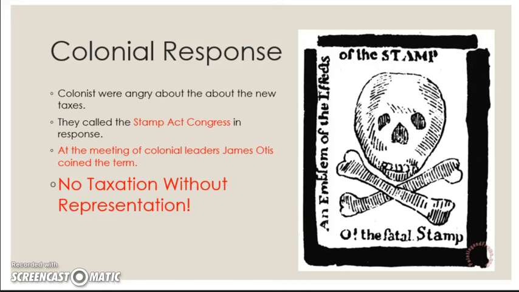The colonists did not like this at all. They're very, very angry. And they form a protest meeting called the Stamp Act Congress. And at this Congress, one of the colonial leaders named James Otis comes up with a slogan, a rallying cry, and that's "no taxation without representation."